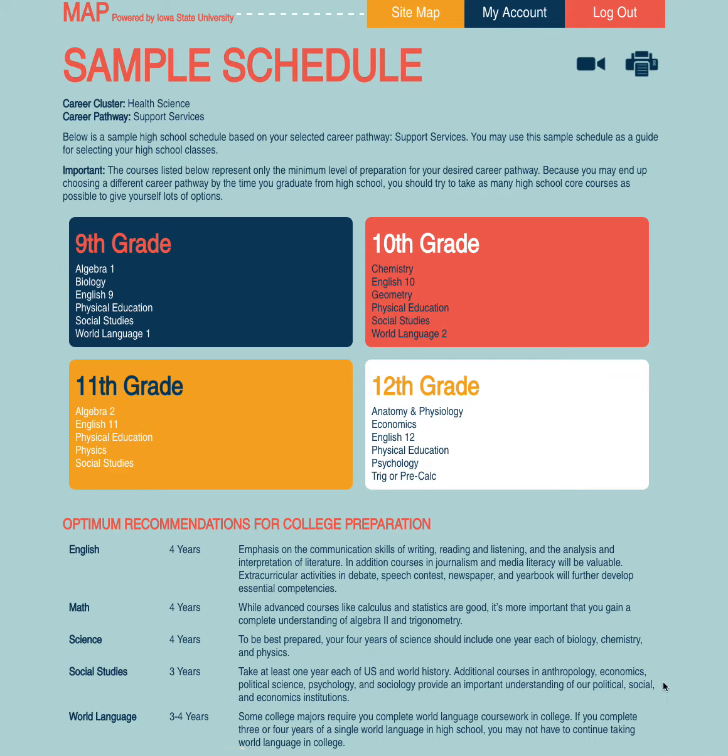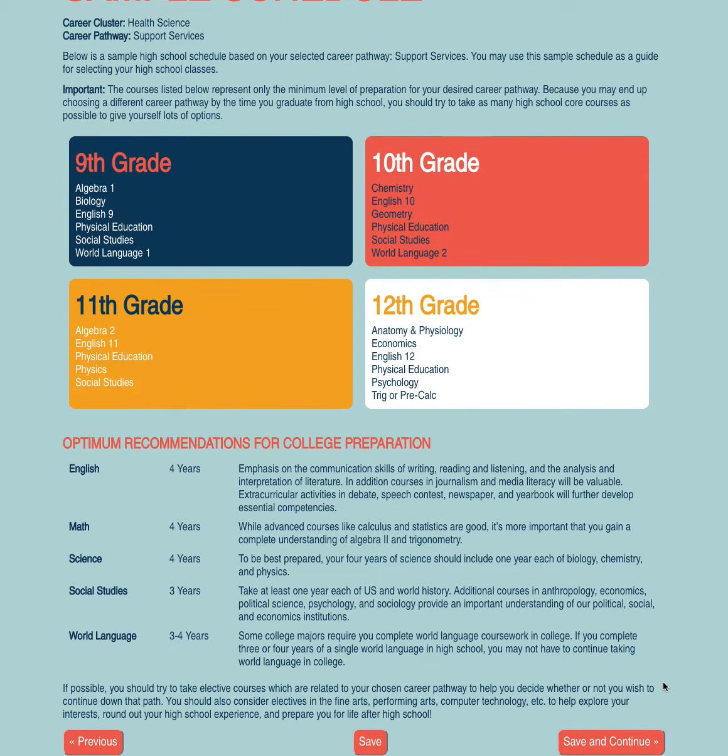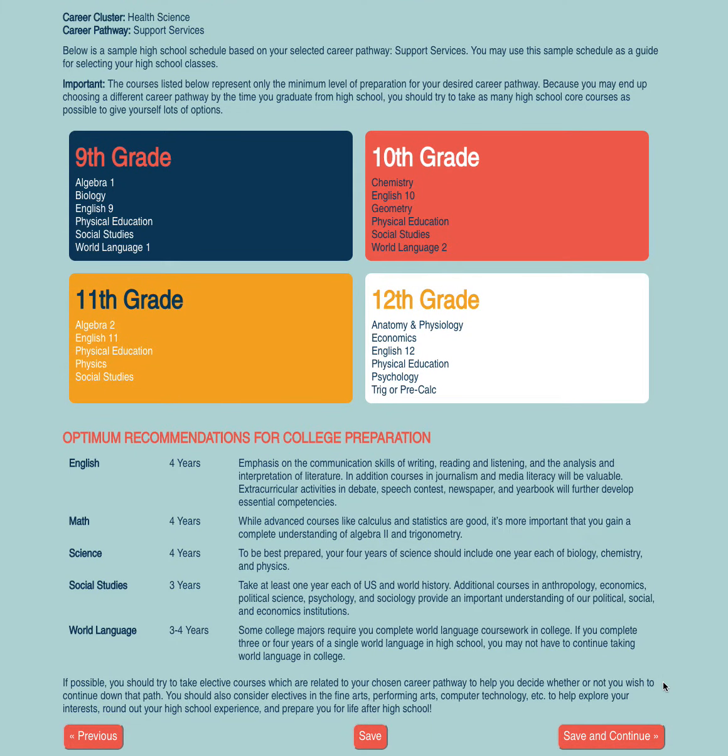Once the career exploration step is complete, a sample high school schedule will be provided, which is tailored specifically to the student's career pathway. This sample schedule represents only the minimum level of preparation necessary for the desired pathway. So this page also includes the optimum recommendations for students considering college. While the course titles listed in the sample schedule are generic, students may hover over any of these course titles to see the actual courses offered at their high school, which correspond to them.